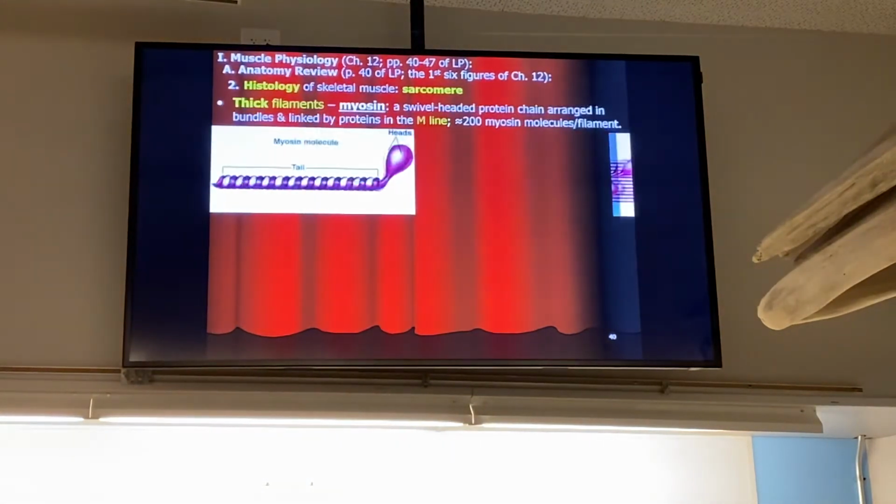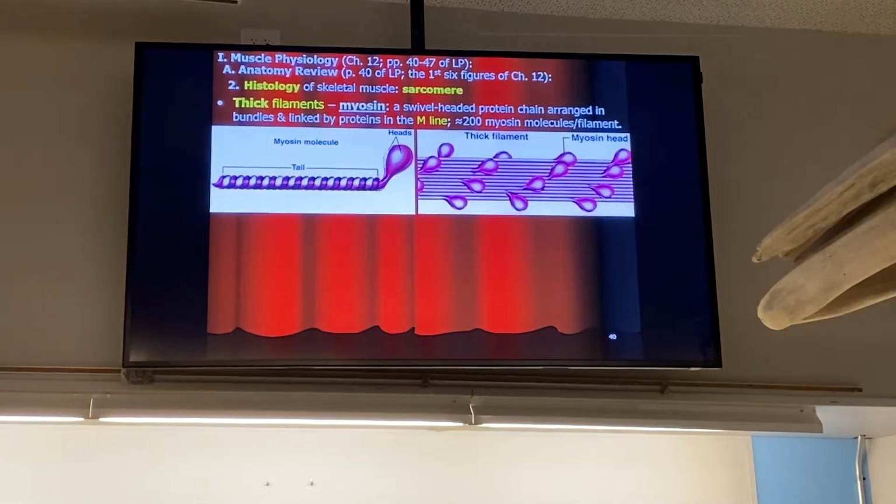All right, let's talk about the thick and thin filaments. Thick filaments really only have one thing, and that's myosin. There's another protein that ties it all together to the M line, but don't worry about that. The thick filament is made up of these myosin proteins.